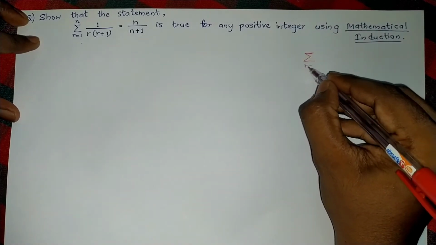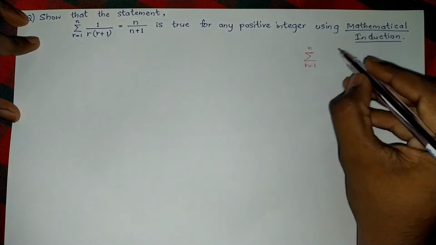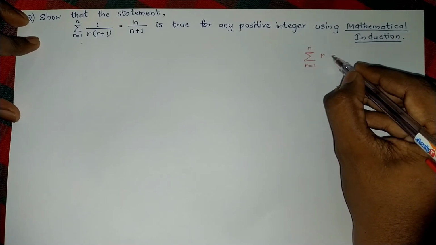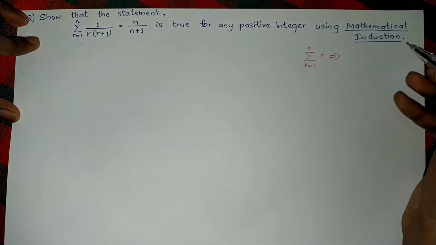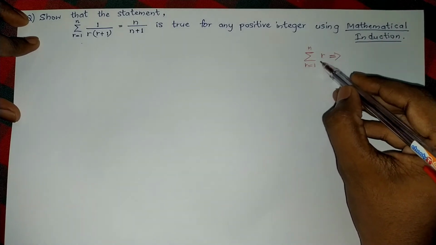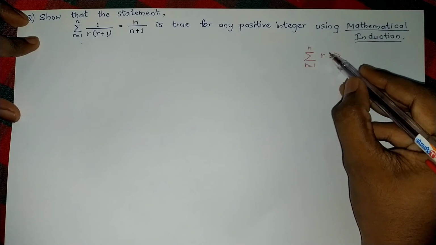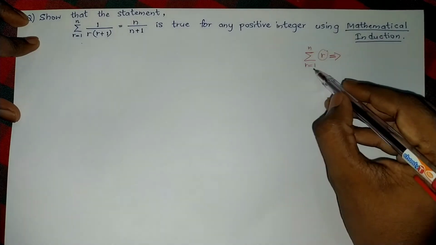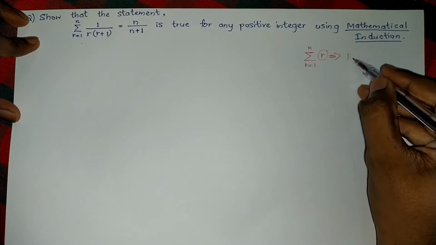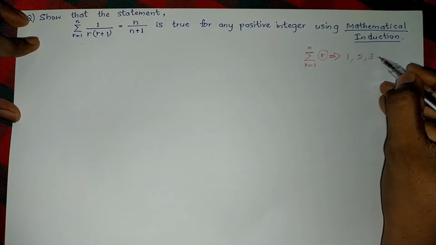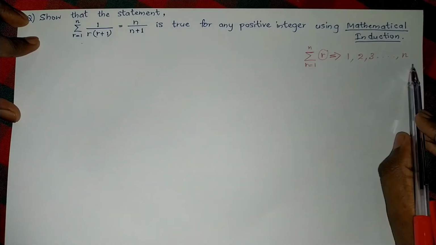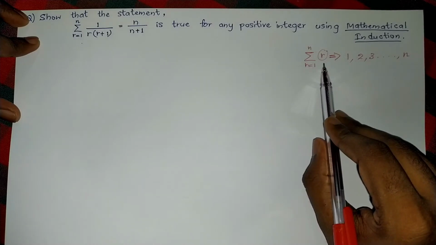Sigma r equals 1 to n, r. The meaning of this is we have a series of numbers which is represented by this common term r, starting from 1 to n. So it can be 1, 2, 3 up to n. This series satisfies the common term r.